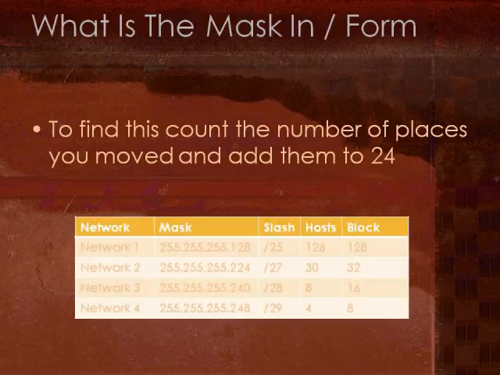To find a new mask in slash form, all you have to do is count from the beginning. Count 1, 2, 3, 4, 5, and count where your ones end. That slash form is where your network address stops. For example, the first network is 255.255.255.128. That 128 is the 25th one in that IP address. You can do that on networks 2, 3, and 4 to get slash 27, slash 28, and slash 29.